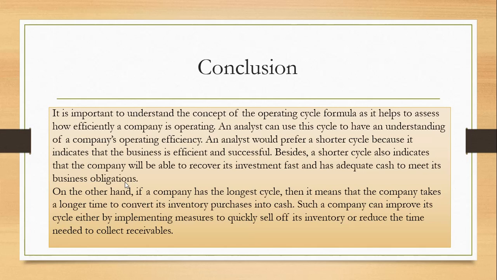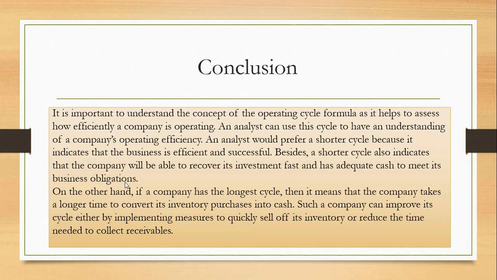Conclusion. It is important to understand the concept of the operation cycle formula, as it helps to assess how efficiently a company is operating. An analyst can use this cycle to understand a company's operation efficiency. An analyst would prefer a shorter cycle because it indicates that the business is efficient and successful. Besides, a shorter cycle also indicates that the company will be able to recover its investment fast and has adequate cash to meet its business obligations.